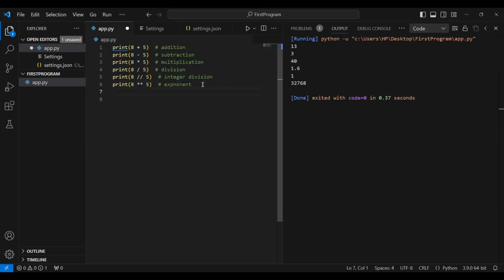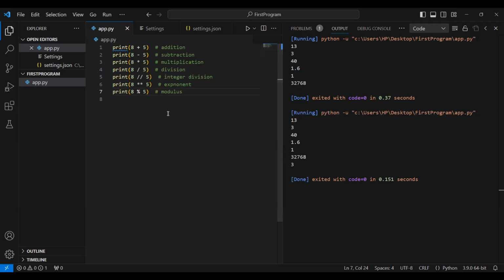We also have what we call the modulus. Modulus is the remainder. So 8 modulus 5 means you get the remainder of this. We print this so that we get the output. When you print this, you will get 3. That means 8 divided by 5 is 1, remainder 3. So we get the remainder. Those are the basic operations for numbers.